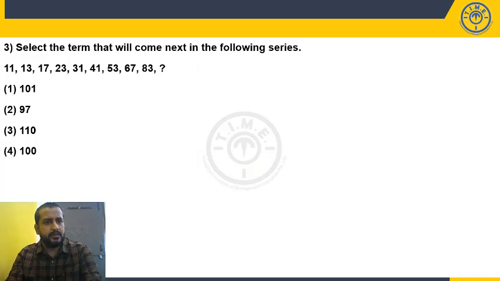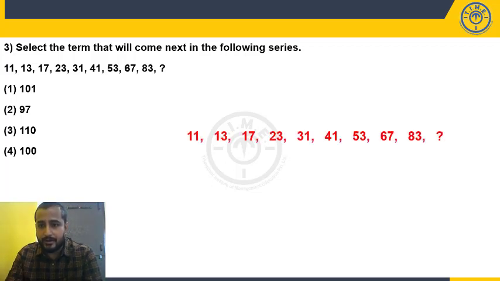Next, question number 3. 11, 13, 17. These are the tempting questions. These are really tempting questions. Now I will tell you why it is a very tempting question, where you can commit a mistake, where you may not find the answer finally. That I will tell you.